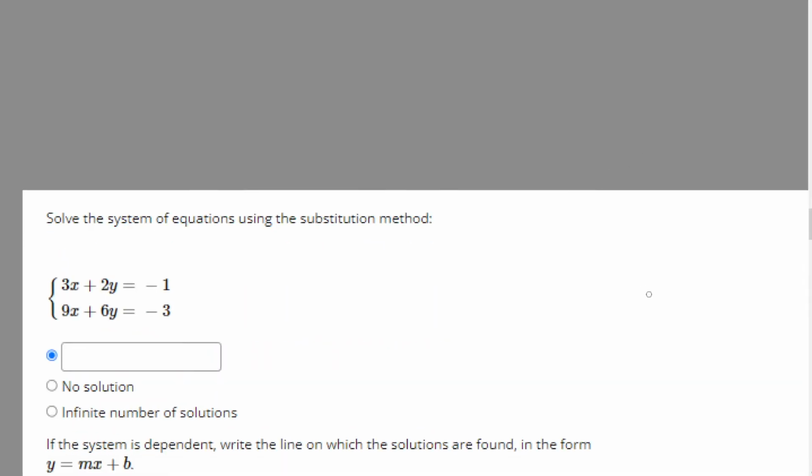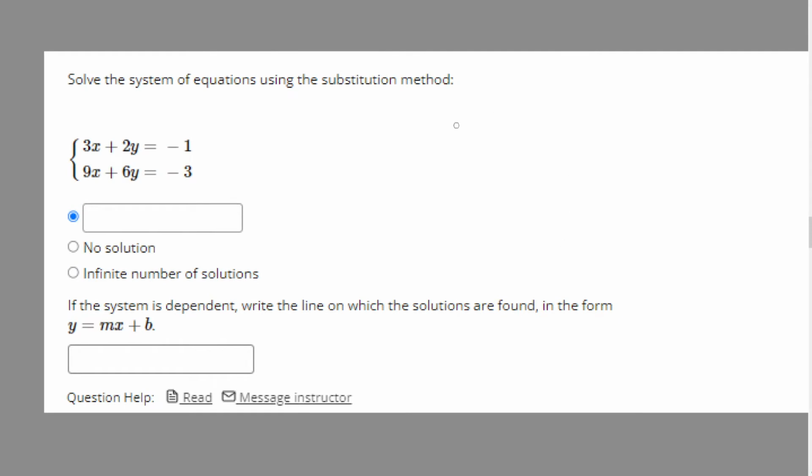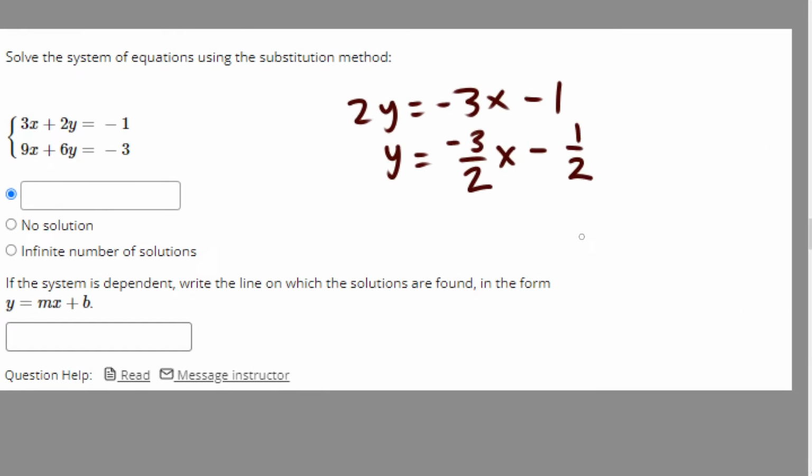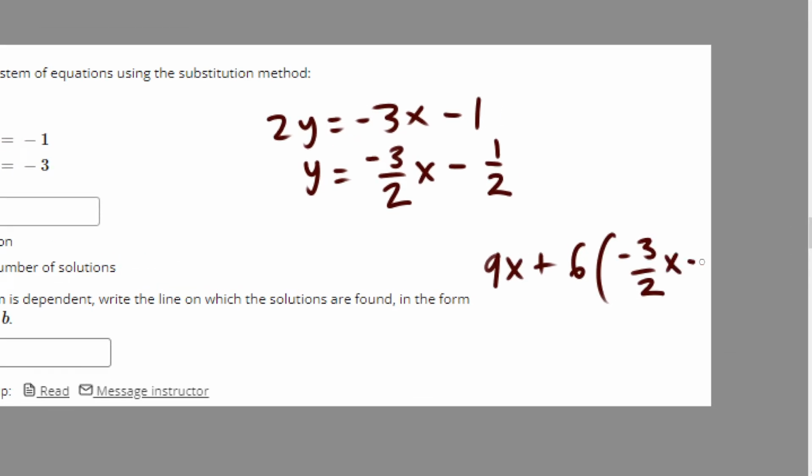This next one's sort of similar. We'll move things over. So we have 2y equals negative 3x minus 1. Divide both sides by 2. y equals negative 3 halves x minus 1 half. And then we'll plug it in. So we have 9x plus 6 times negative 3 halves x minus 1 half equals negative 3.